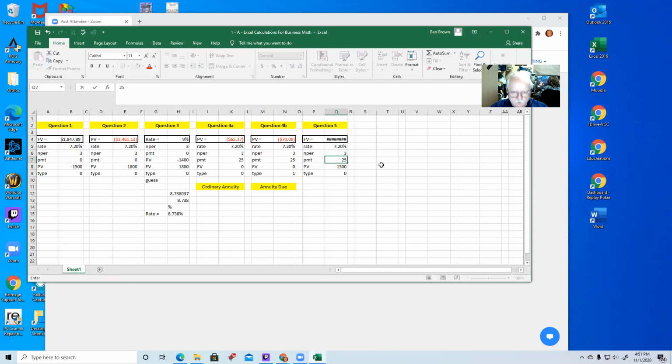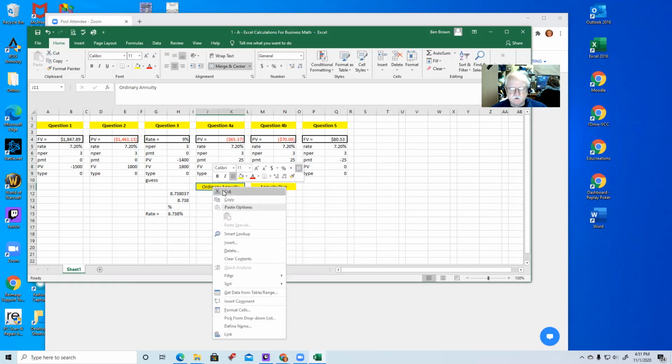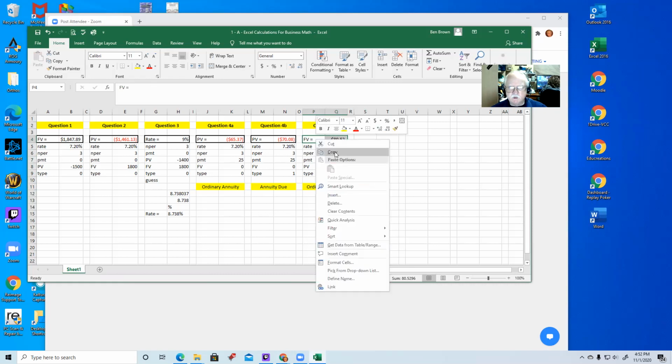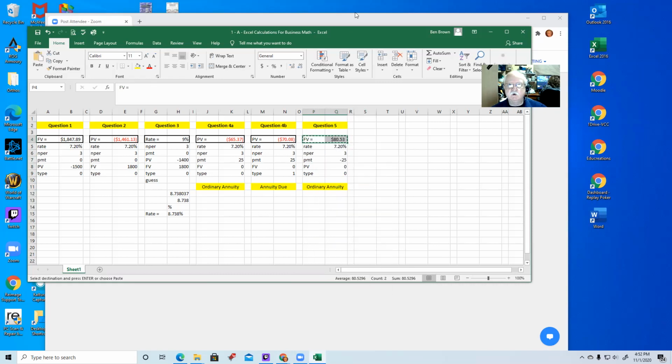and we're putting this money into the investment. So we're going to make it a negative 25 because it's coming out of our pocket. The present value would be 0 before we put any money into it. And we've already decided that this is an ordinary annuity. So this is going to be a 0 here. And lo and behold, we can see that Excel has figured out the answer as 80.53.